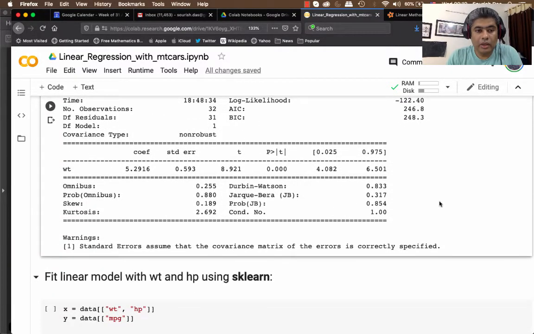We will talk about this. Here is the weight, the coefficient value of the weight, and the standard error, and the t and the p value.